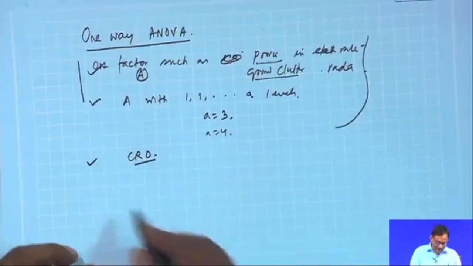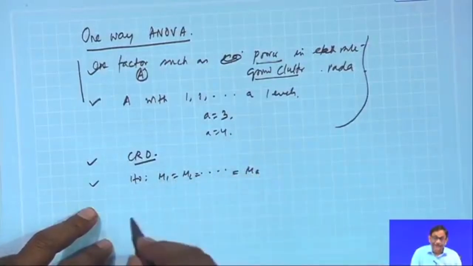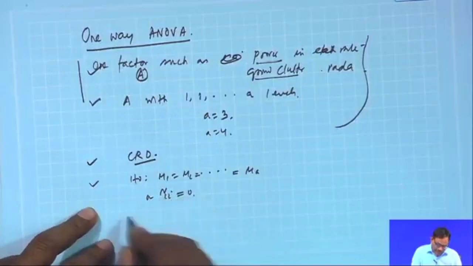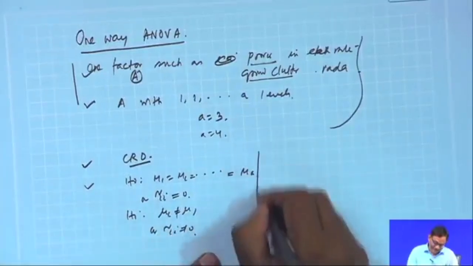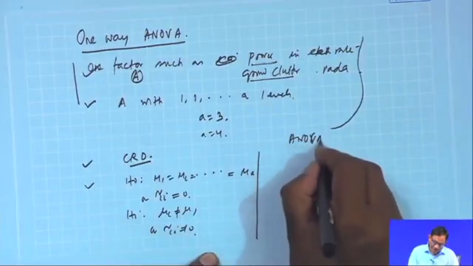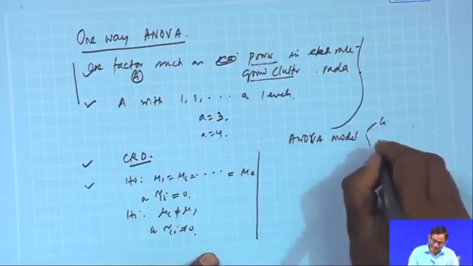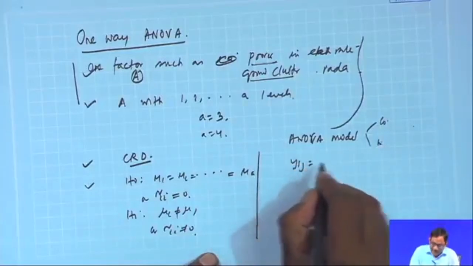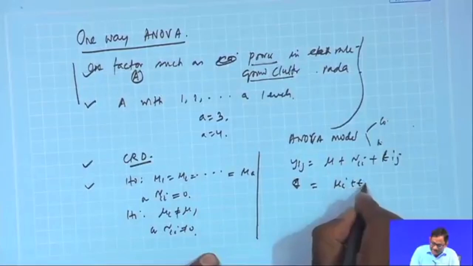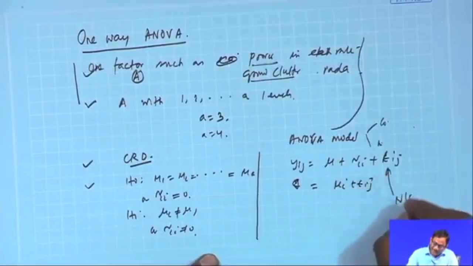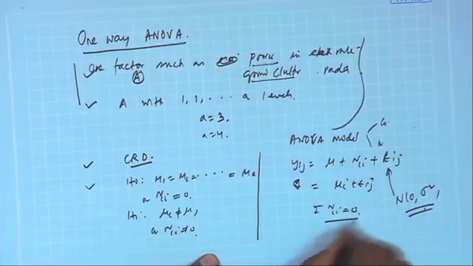Then your ultimate hypothesis is that you want to test H0: mu1 equals mu2 equals ... equals mu a, or tau i equals 0, alternatively mu i not equal to mu j, or tau i not equal to 0. This is the test, and you have the ANOVA model. There will be the mean model and the parametric model, so y i j will be mu plus tau i plus epsilon i j, or mu i plus epsilon i j, where epsilon i j is normally distributed with mean 0 and variance sigma square, homoscedastic. And obviously, the sum of tau i equals 0.